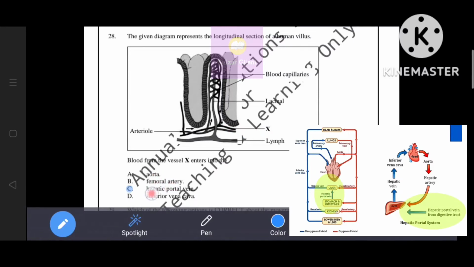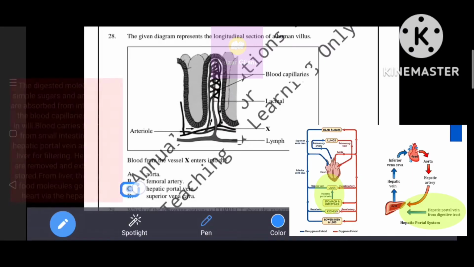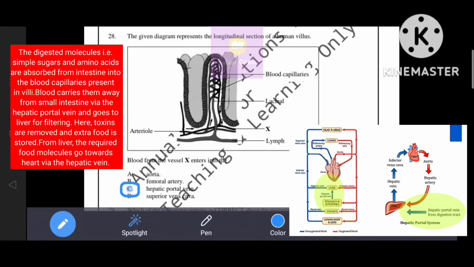Among the given options, the correct answer is option C, that is hepatic portal vein. Means option C, hepatic portal vein is the correct answer.